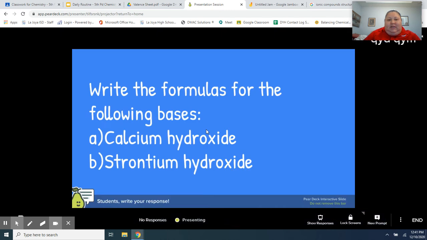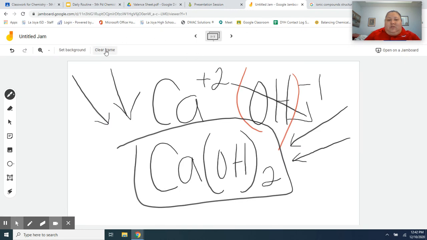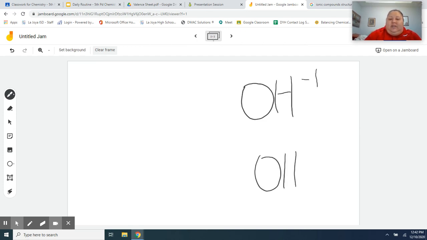Okay. Second Pear Deck question. Write the formula for the following bases. You start off with calcium. The second part, hydroxide. So when you go to do the work, you should always start with OH -1.